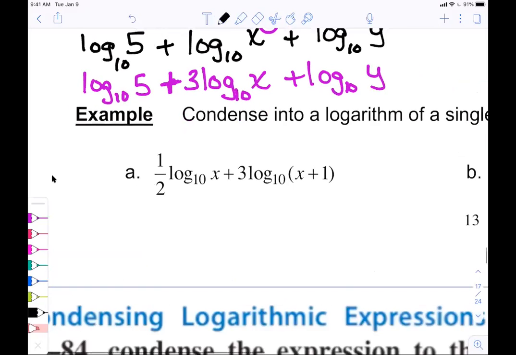Again, think of those 3 properties. This one has addition. We have numbers in front, that coefficient in front of each of them. Parker, do you have an idea of what we should do with that coefficient in front of each separate log?